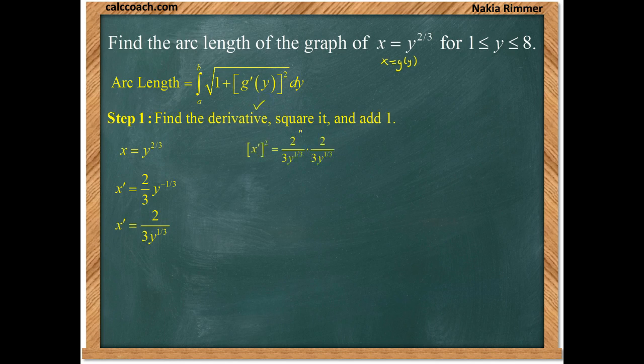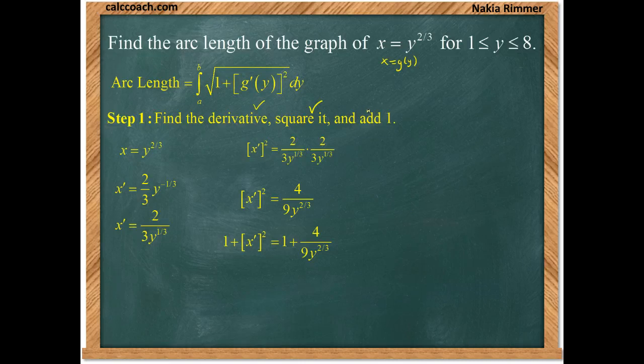Now let's square it. So we multiply it out by itself. What we end up with is 4 in the numerator, 9 in the denominator, and then y to the 1/3 times y to the 1/3 is y to the 2/3. So we took the derivative and we squared it. Now we need to add 1.